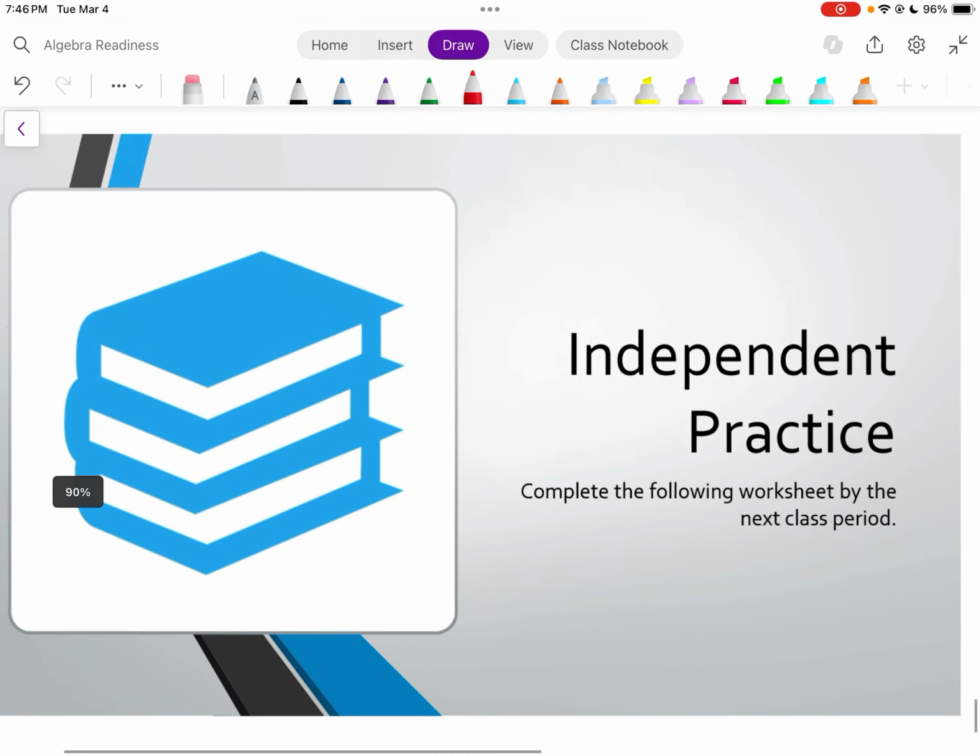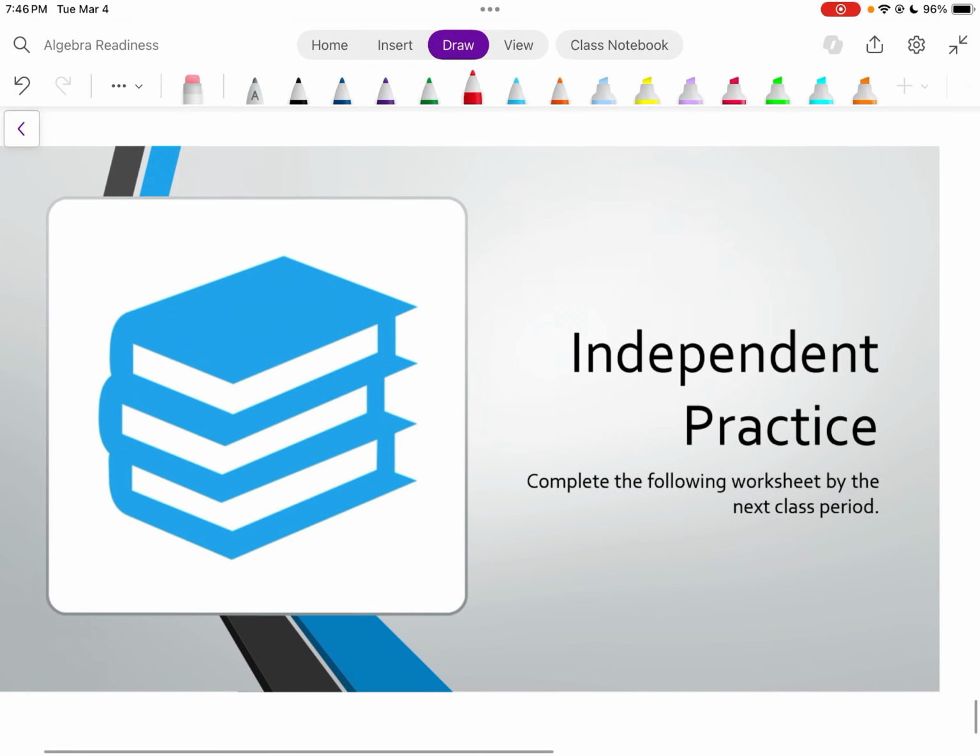Okay, so at this point, you are going to do the independent practice on the 3.1 worksheet. It is going to be more practice writing expressions from words to symbols. And you're going to complete the worksheet by the next class period. And then come with any questions you might have.